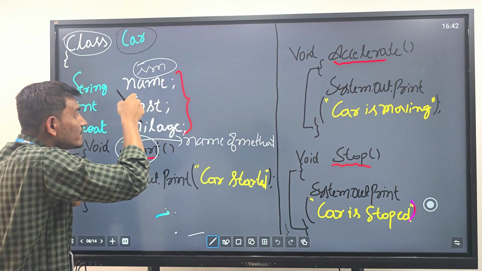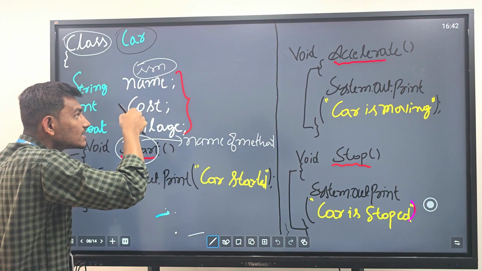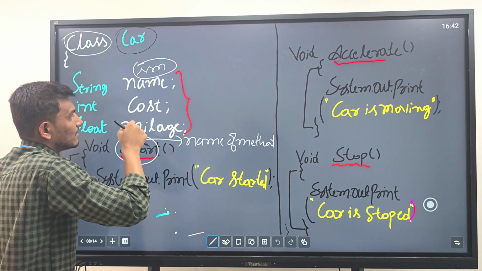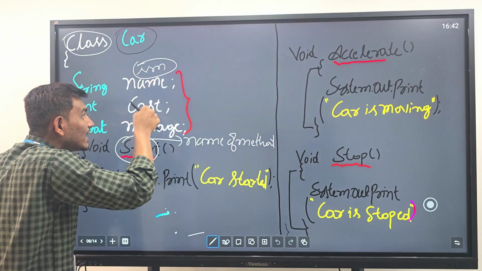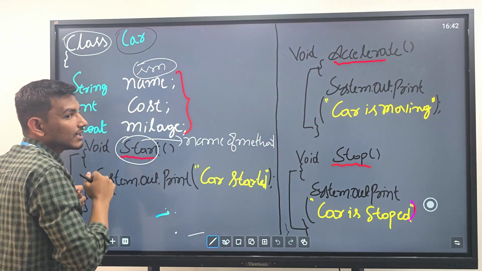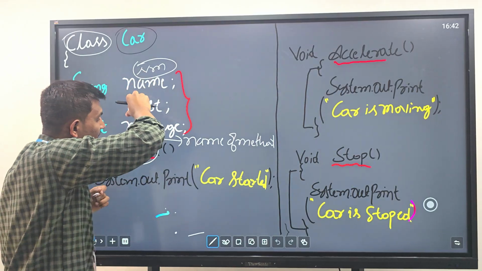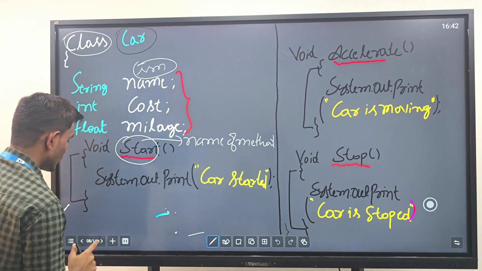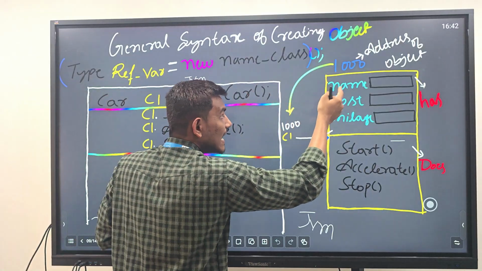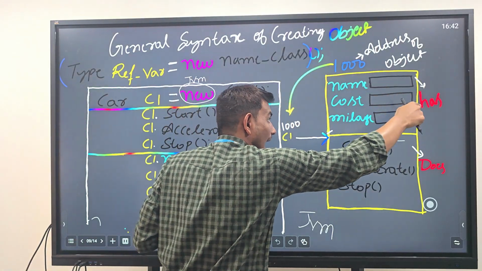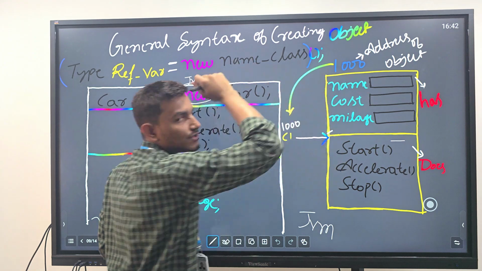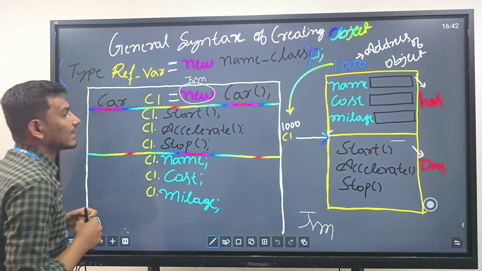Cost is an instance variable. Now, guys, the JVM found the instance variable. What will it do? If it finds an instance variable, the JVM will take it away, come to the object, and inside the has part, it will allocate the cost.